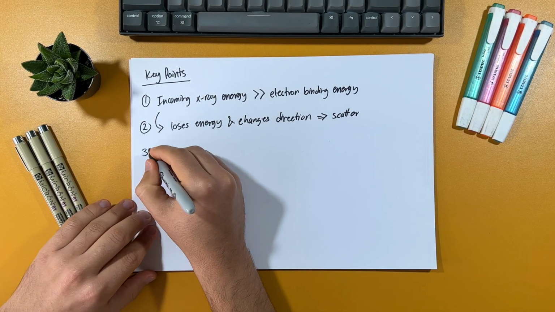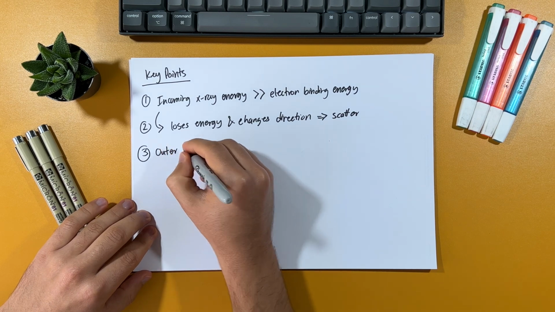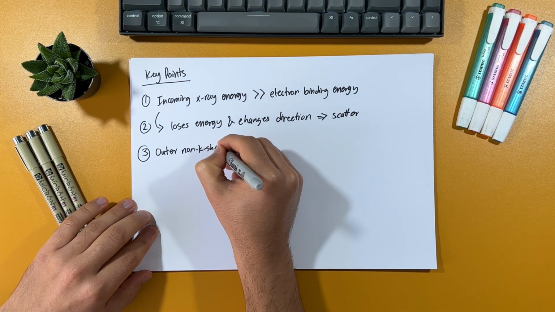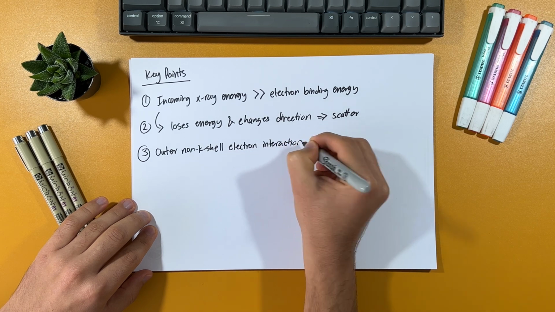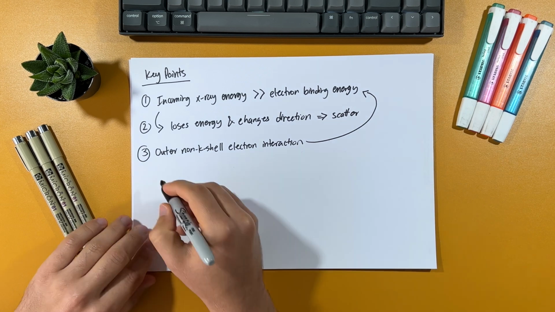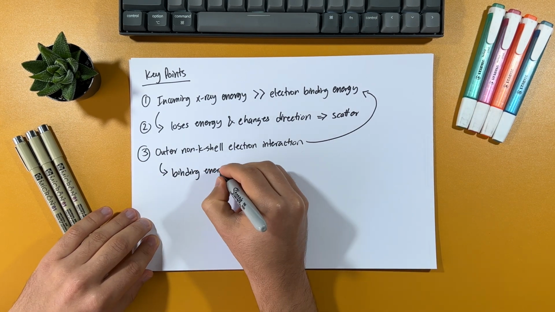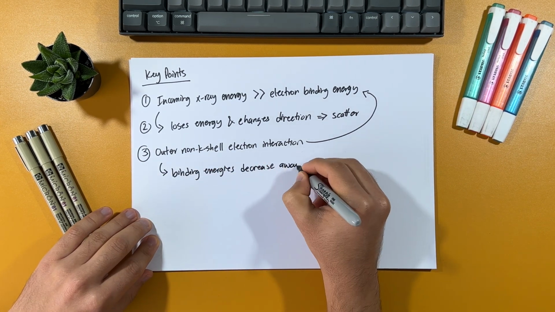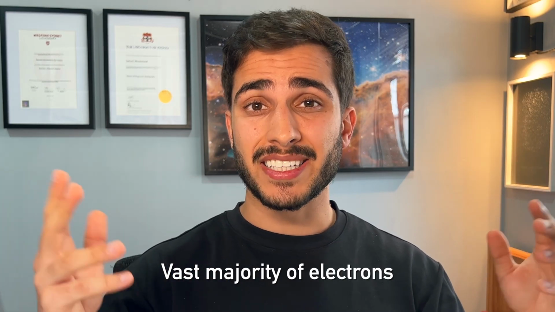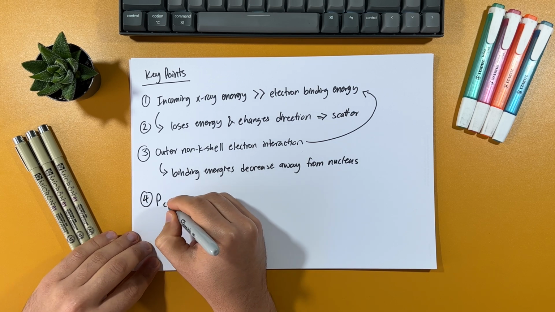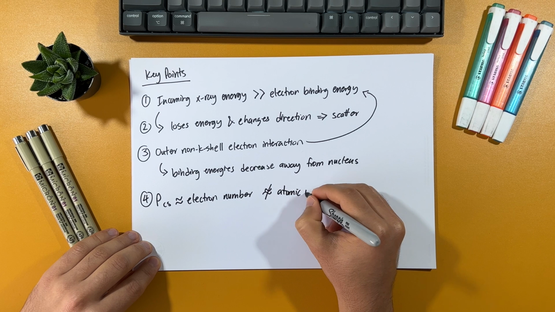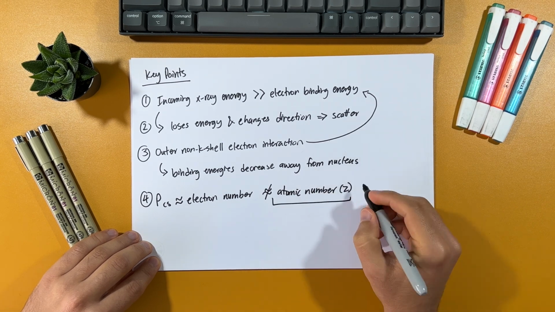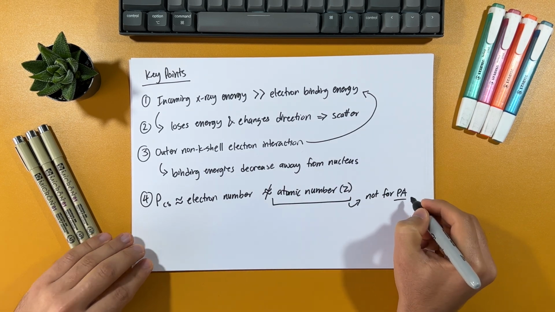Third, this interaction generally involves outer shell electrons, that is non-K-shell electrons, again simply because there needs to be a large difference between the incoming X-ray photon and the binding energy of the electron. And since the binding energies decrease as you go out from the nucleus, it's much more likely to occur with the outer shell electrons, which accounts for the vast majority of electrons in an atom and a sample of tissue. Fourth, as I mentioned, the probability of Compton scattering occurring is directly related to the electron number and independent of the atomic number of the attenuator, whereas the latter is the opposite for photoelectric absorption.